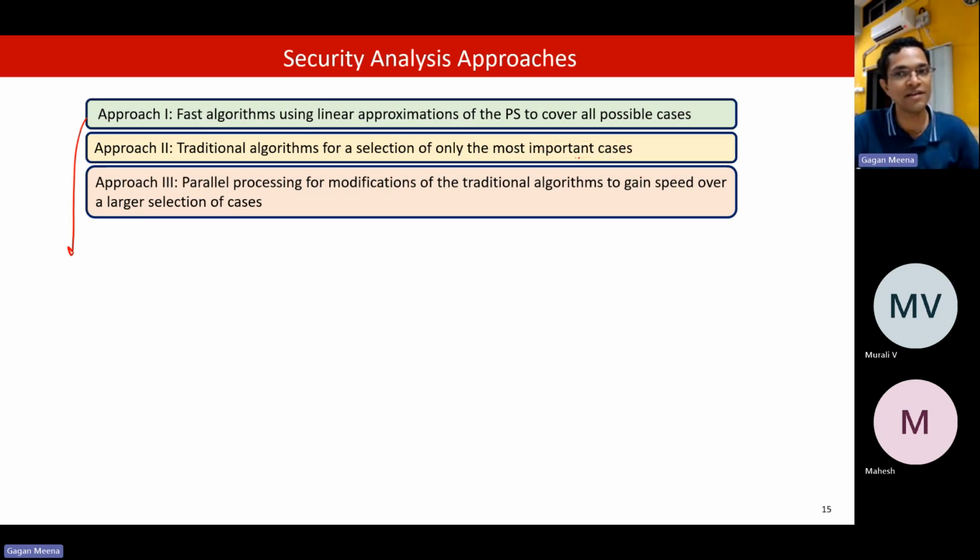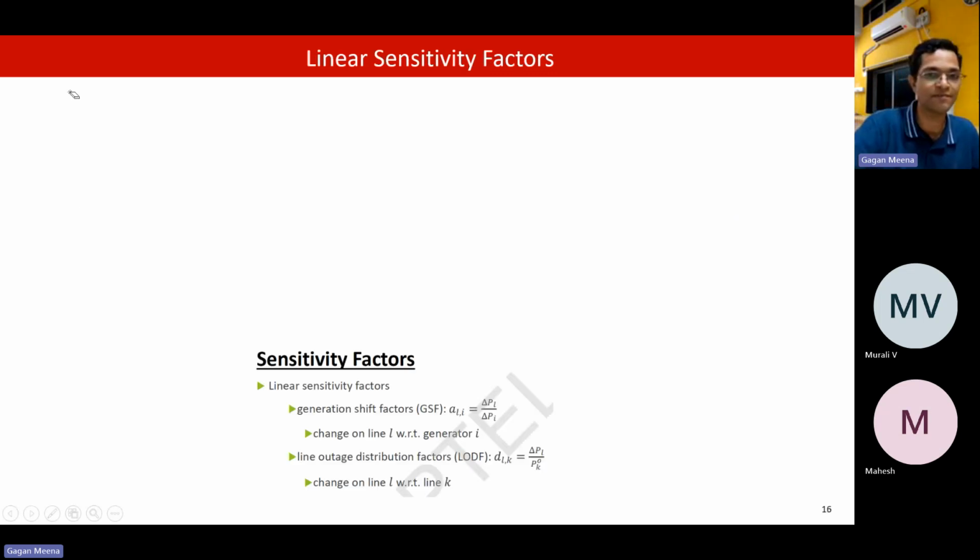And these important cases can be identified by doing contingency analysis offline, based upon the data which we have, past data. And then third is parallel processing. Improve this traditional method so that we can gain the speed for a larger selection of cases. So this is in between. Approach 1 will be very fast, but it will give an approximate solution. This will be very slow, but give a good, near optimal solution. This third one is in between.